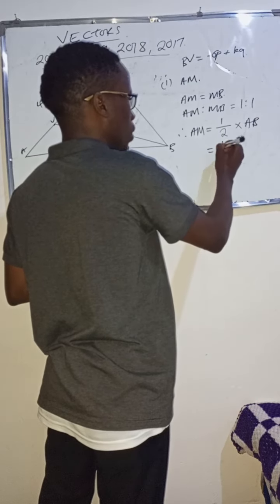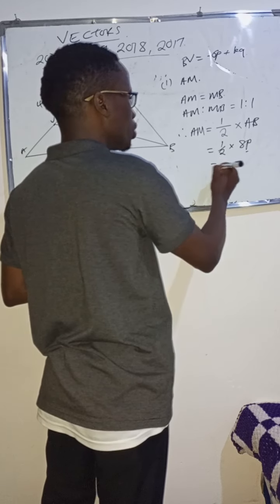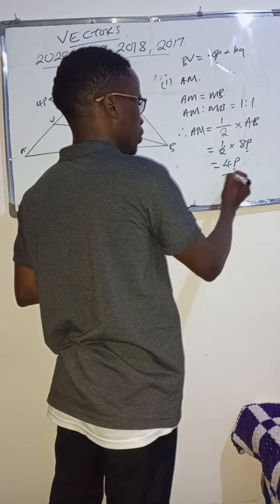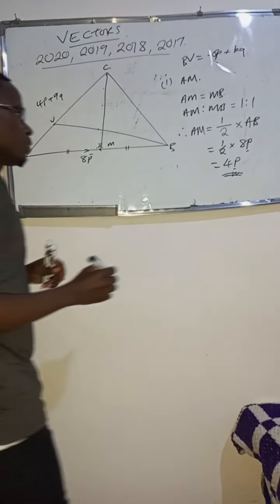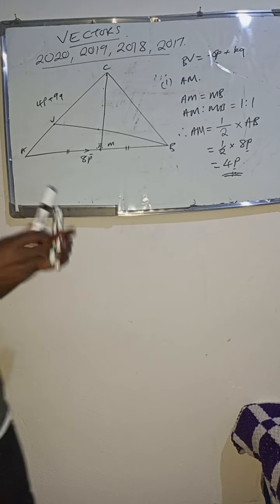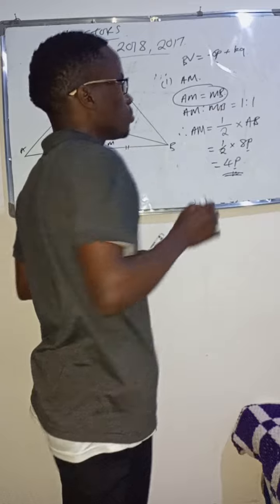Okay? Which is going to be equal to half multiplied by AP. Which is then going to be equal to what? 4P. So, this is the answer here. Okay? So, this is how you go about it. Now, there are different ways in which this can be given.